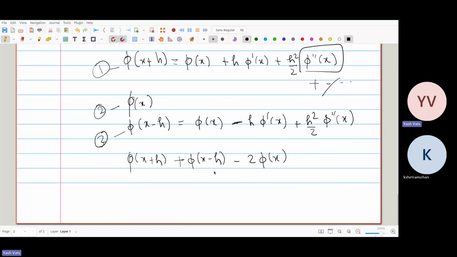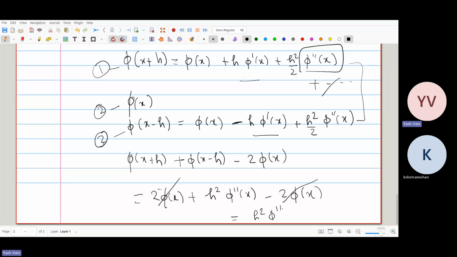So what does it give now? Phi x plus h is phi of x plus h phi prime of x plus h squared by 2 phi double prime x. If you add both of these together, then it will be 2 times phi of x, right? And this thing and this thing together got cancelled. So we have h square phi double prime x and minus 2 phi x, which will also be cancelled. So you just have h square phi double prime x, right?